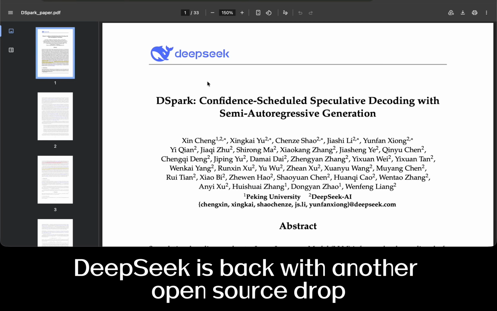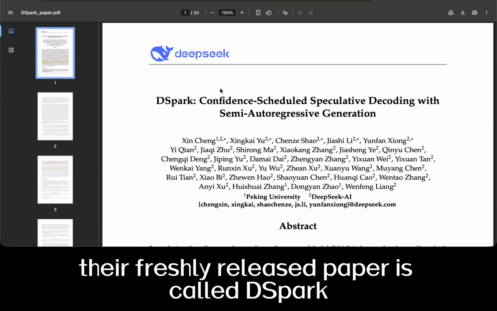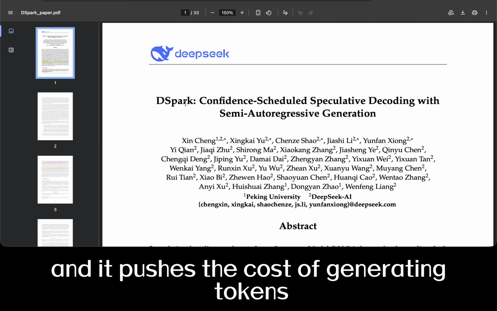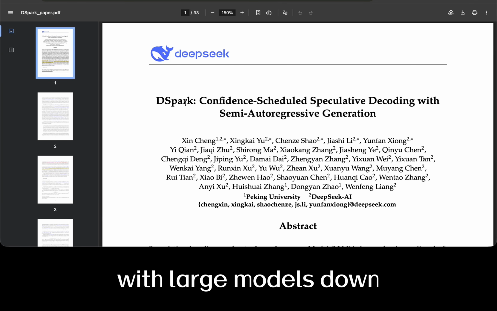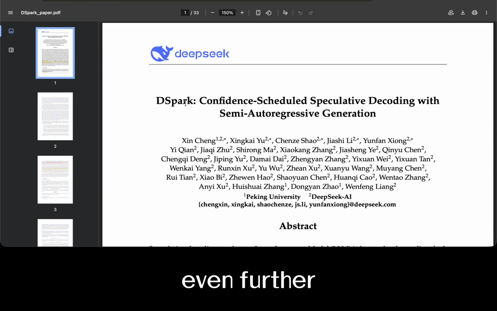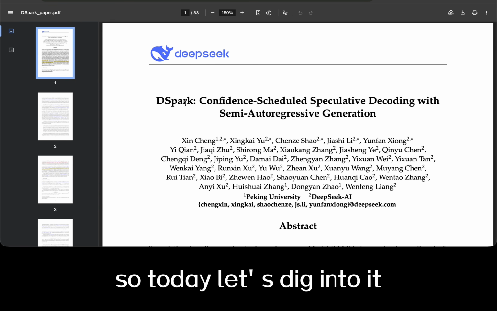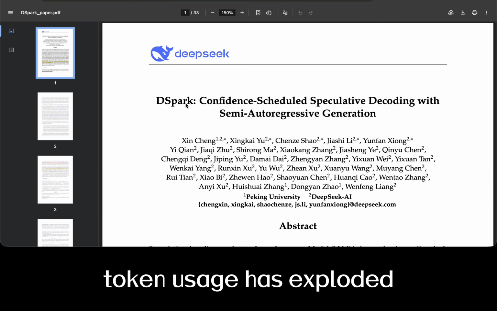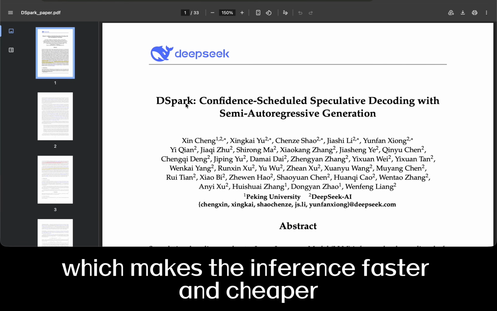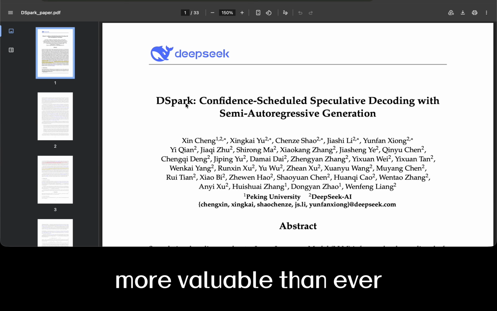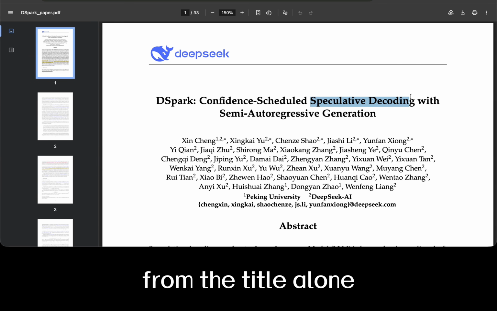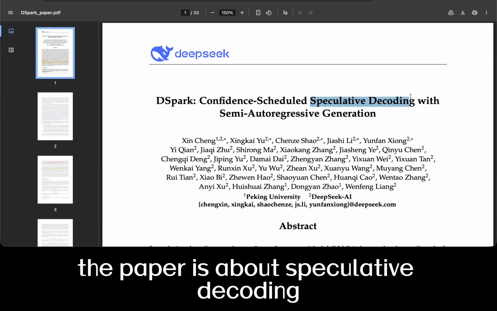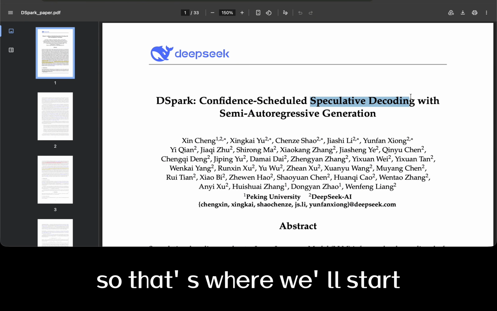Hey everyone, DeepSeek is back with another open source drop. Their freshly released paper is called DSpark, and it pushes the cost of generating tokens with large models down even further. So today, let's dig into it. As you all know, now that agents are very popular, token usage has exploded, which makes inference faster and cheaper, more valuable than ever. And from the title alone, we can already tell the paper is about speculative decoding. So that's where we all start.